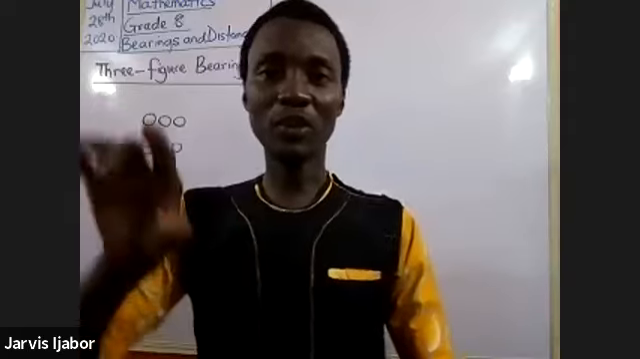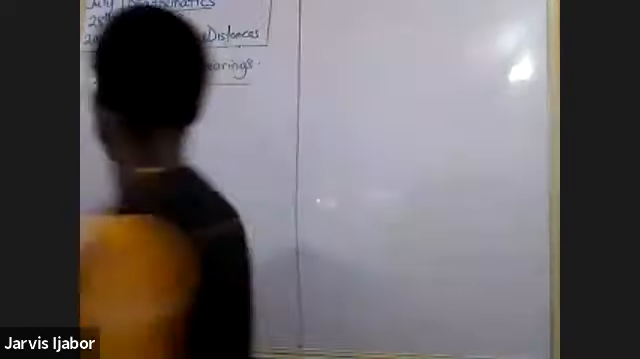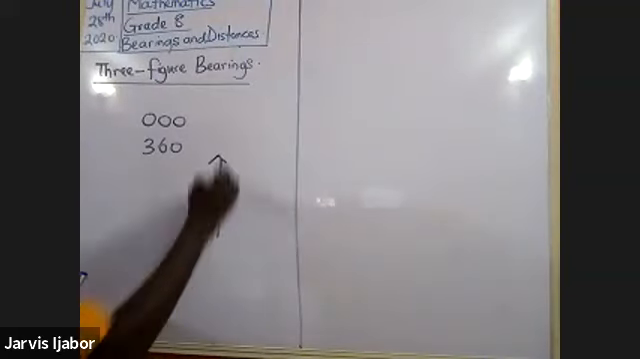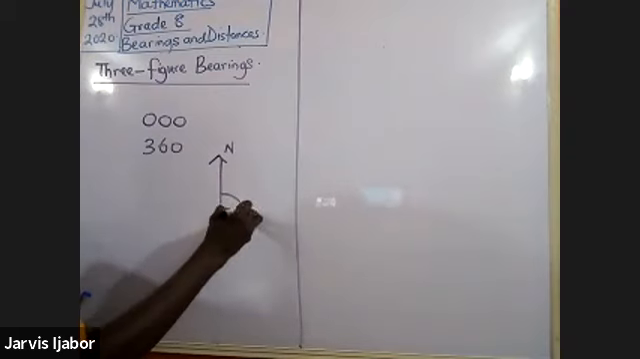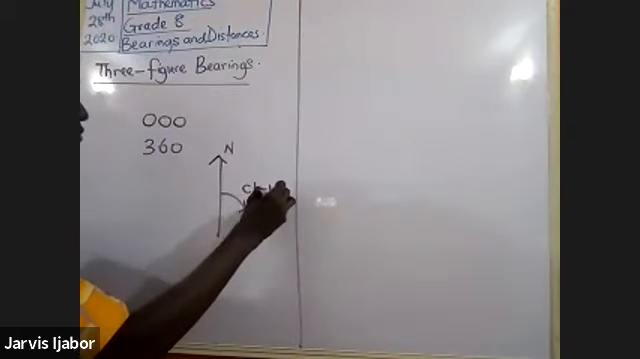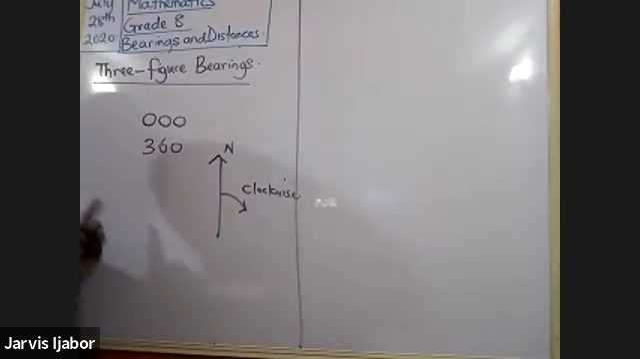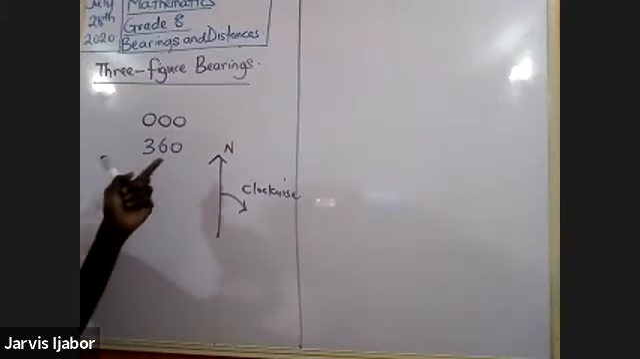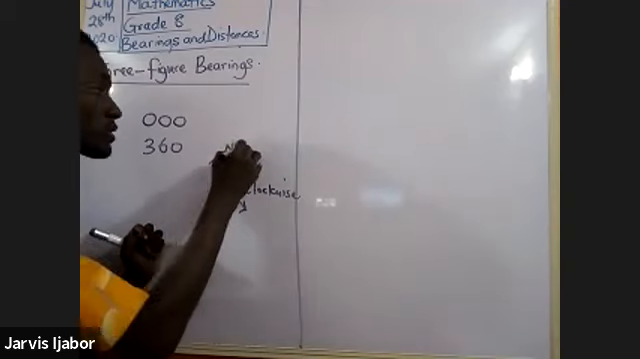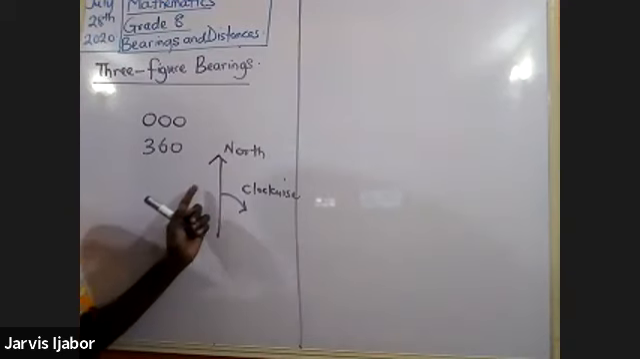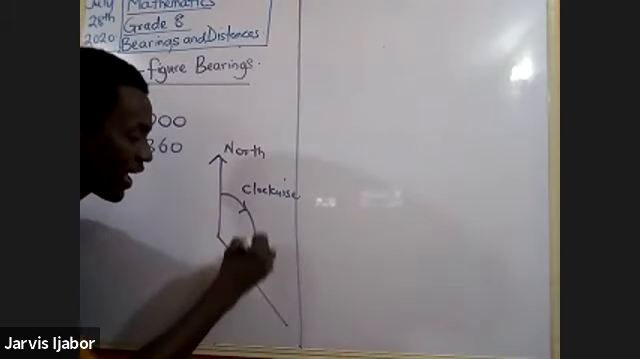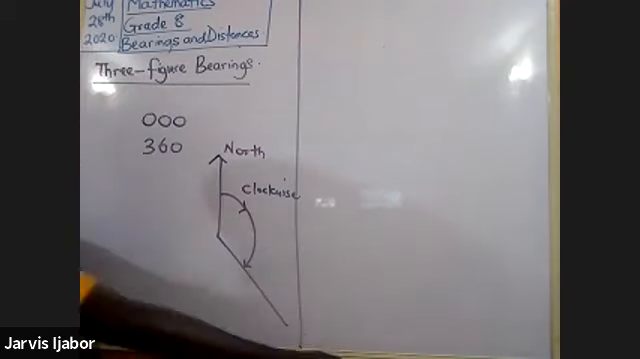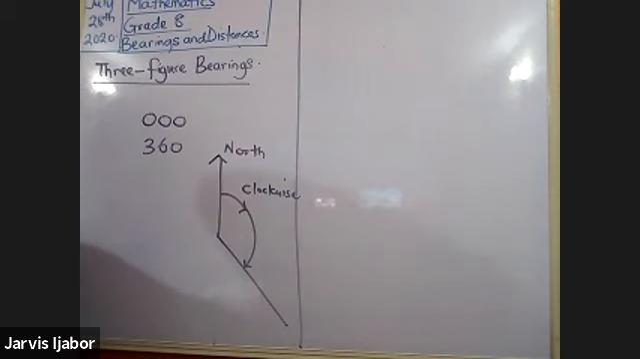The concept of three-figure bearing suggests that we are measuring from a reference north, and we go clockwise. Come again, the concept of three-figure bearing is a concept of measuring from a reference north. We go clockwise till we get to where the line connects the point of interest.